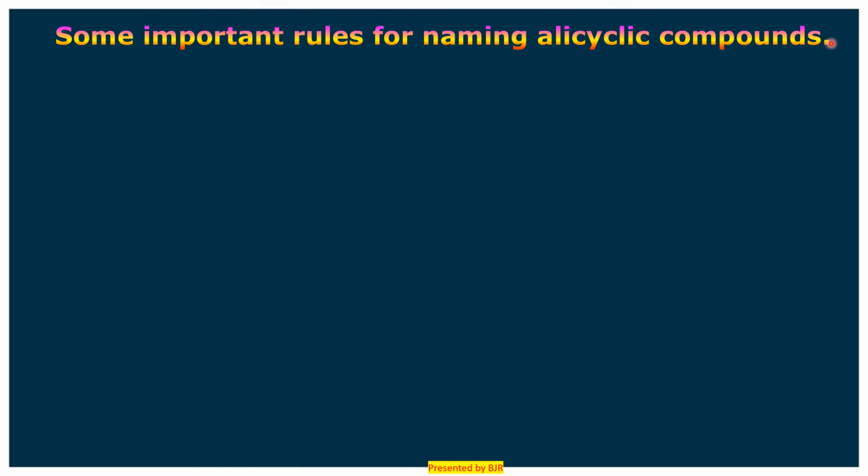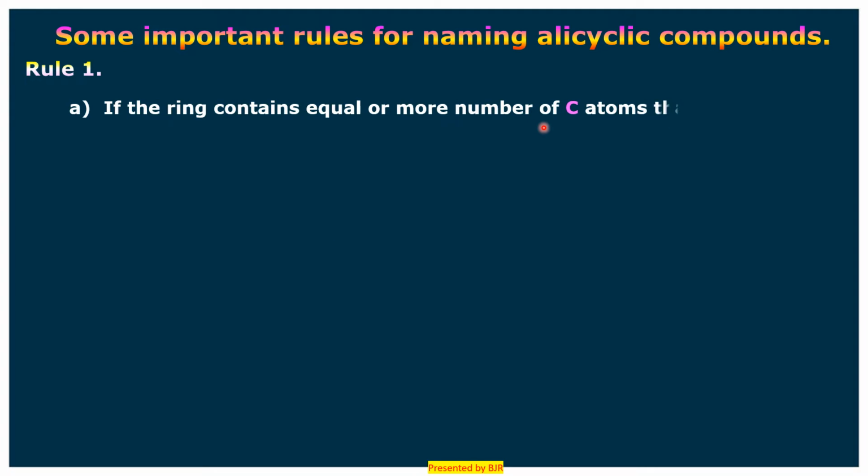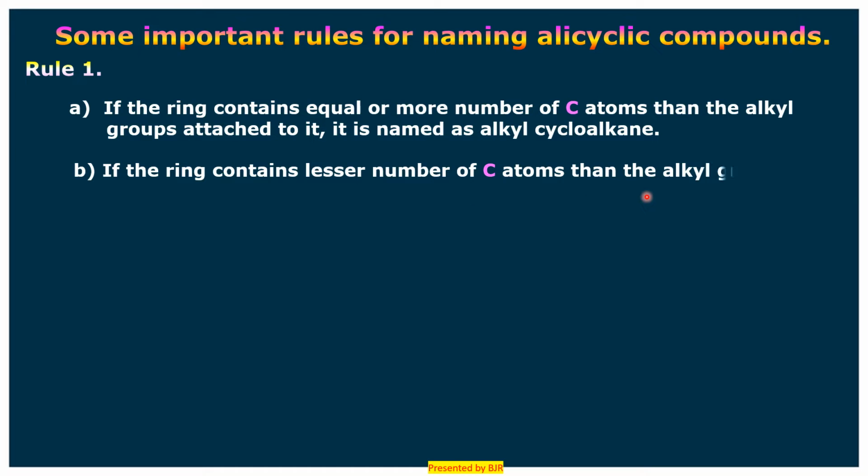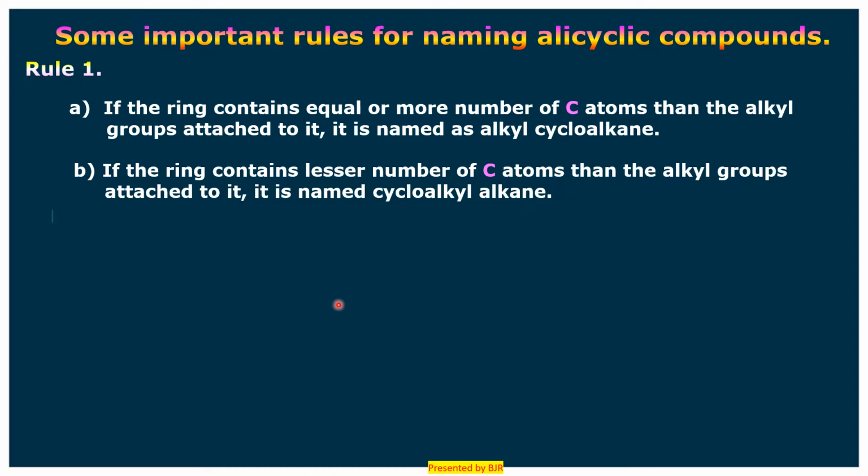Let us further explore some more important rules for naming alicyclic compounds. Rule 1. If the ring contains equal or more number of carbon atoms than the alkyl groups attached to it, it is named as alkyl cycloalkane. Similarly, if the ring contains lesser number of carbon atoms than the alkyl groups attached to it, it is named cycloalkyl alkane. You can better understand this rule by seeing these examples.